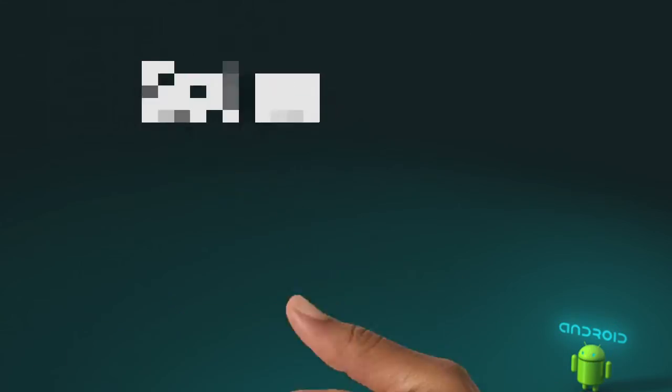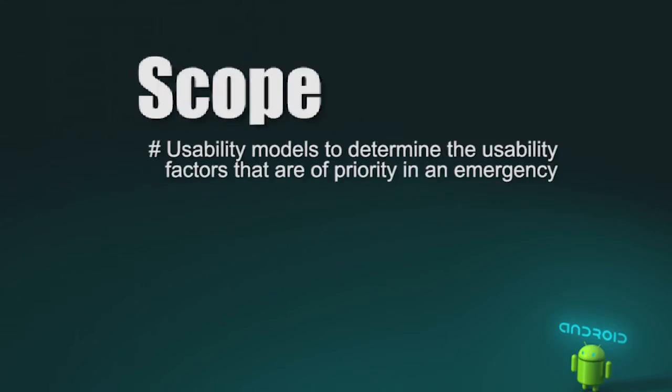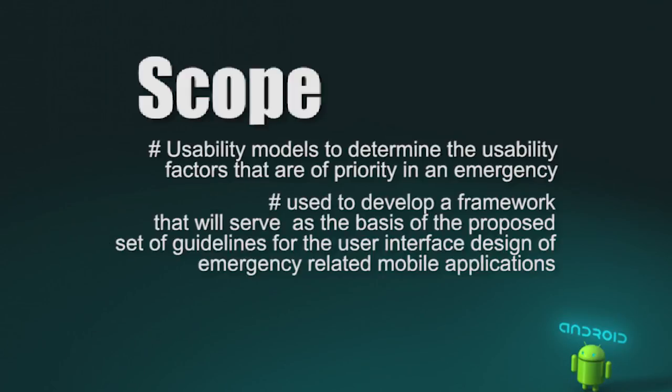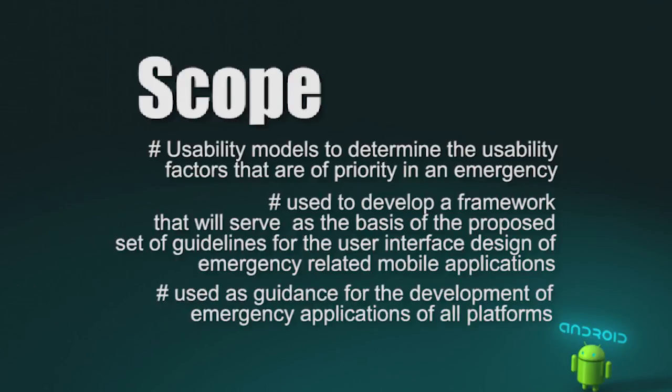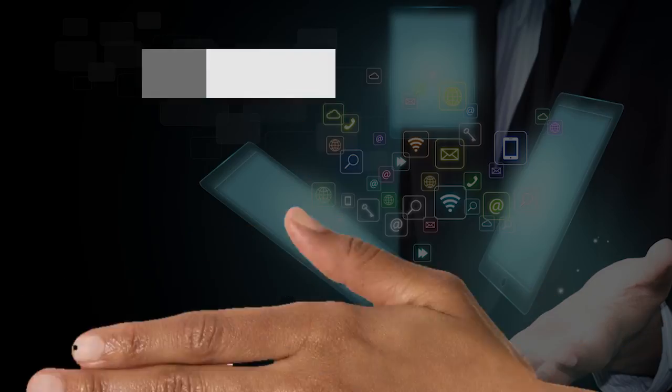application. This research will use usability models to determine the usability factors that are of priority in an emergency. These prioritized usability factors will be used to develop a framework that will serve as the basis of the proposed set of guidelines for the user interface design of emergency-related mobile applications. The proposed guidelines can be used as a guidance for the development of emergency applications of all platforms.